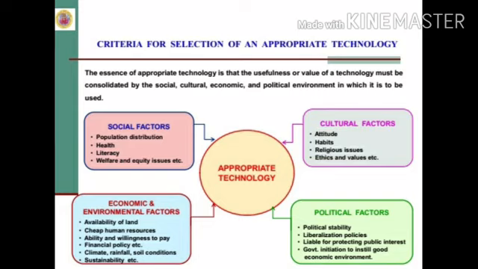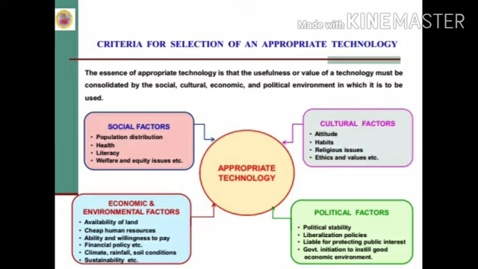In addition to that, the climatic conditions, rainfall, soil conditions, sustainability, etc. These are all factors to be considered while selecting an appropriate technology from the environmental aspects point of view. Finally, the political factors also have more influence on the selection of appropriate technology.